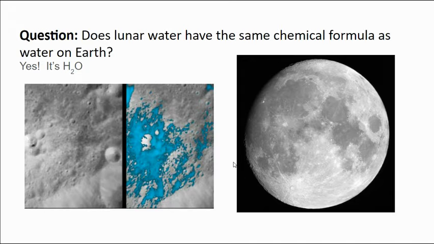My question: does lunar water, that would be moon water, have the same chemical formula as water on Earth? First of all, you may ask, is there actually water on the moon? There is. You can find it in the form of ice at the lunar poles. And the answer to this question, does it have the same chemical formula? Yes, it does. It's water. So water, we know as H2O. Think back to our nomenclature quizzes. Water, write down the formula.